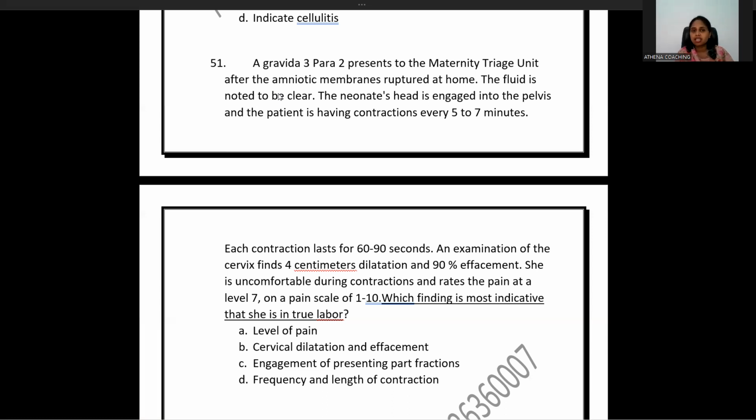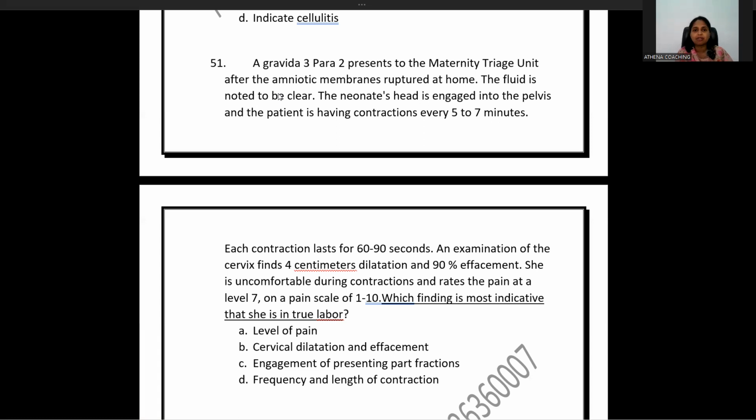So here the question says, a patient, that is a mother, and she is gravida 3 and para 2. What is gravida? Number of pregnancies is considered as gravida. And she is there in the maternity triage unit after rupture of membrane. Okay, the amniotic membrane got ruptured at home and the fluid is clear, which means the amniotic fluid is not mixed with any meconium. So this is absolutely normal. Okay, she is not in an emergency.